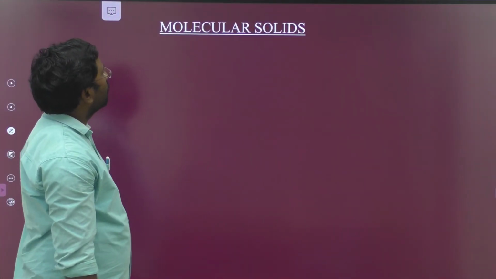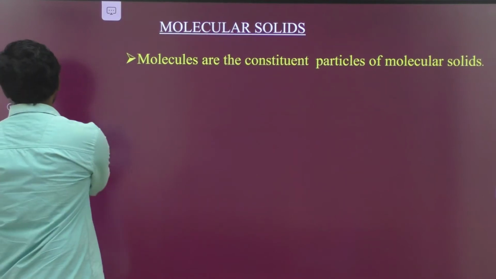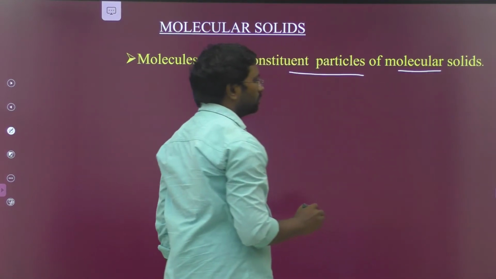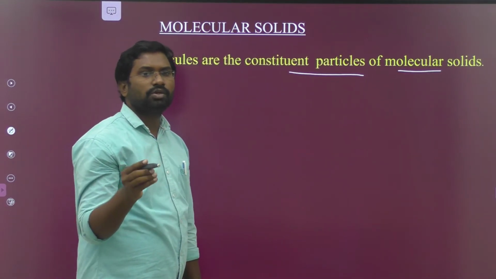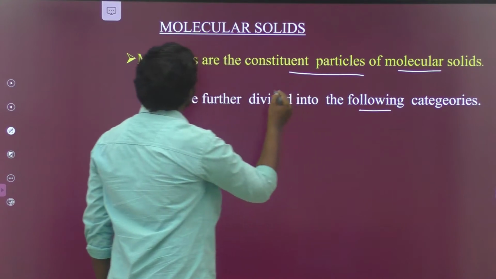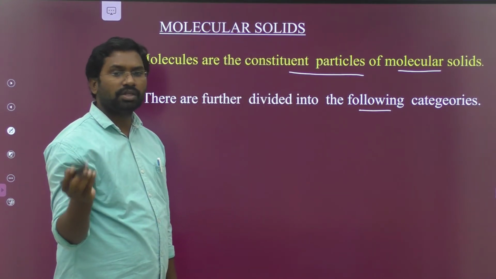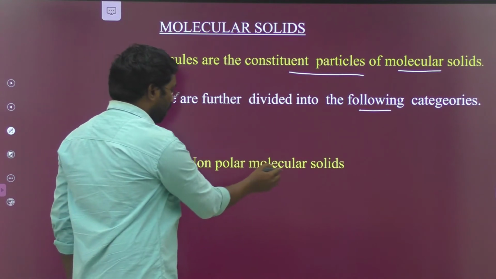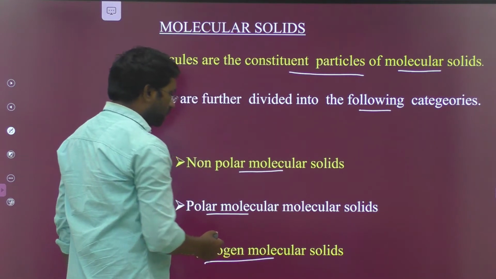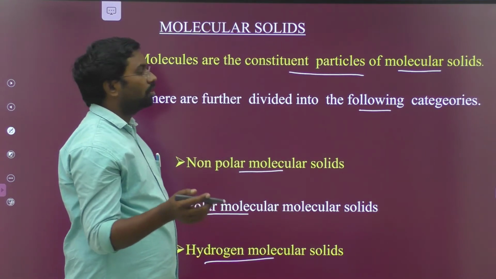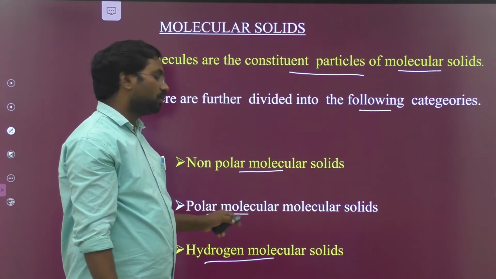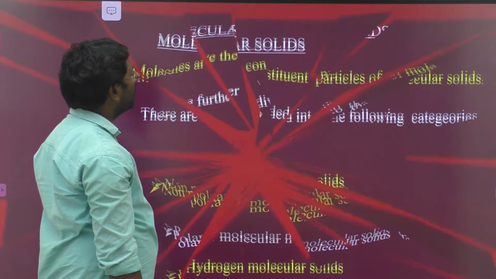So come to the first one, molecular solids. What are molecular solids? Molecules are the constituent particles of molecular solids. They are further divided into three types. First one, non-polar molecular solids. Second one, polar molecular solids. And third one, hydrogen bonded molecular solids. Again, molecular solids are classified into three types: non-polar, polar, and hydrogen bonded molecular solids.